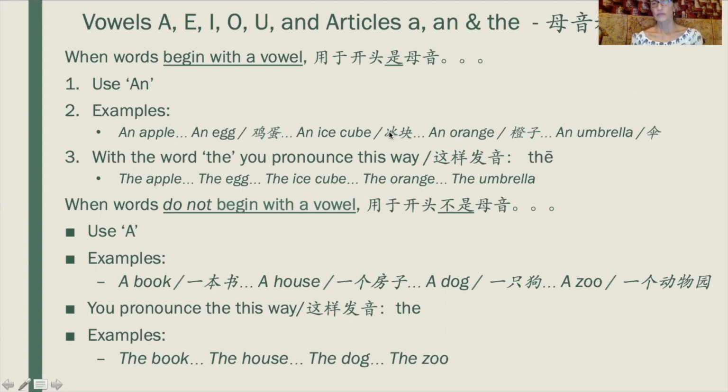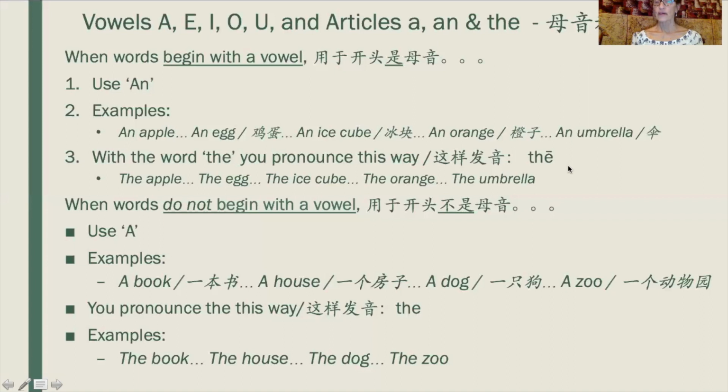In Chinese, you don't need to put something in front of it. In English, you do, when it's a single noun. But also, when the words begin with a vowel, the word "the" is a little bit different. You pronounce it as "thee," with a long E. Okay, 这样发音 the, 这样发音 the. Okay, so 用开头是母音, then the word "the" is pronounced this way.